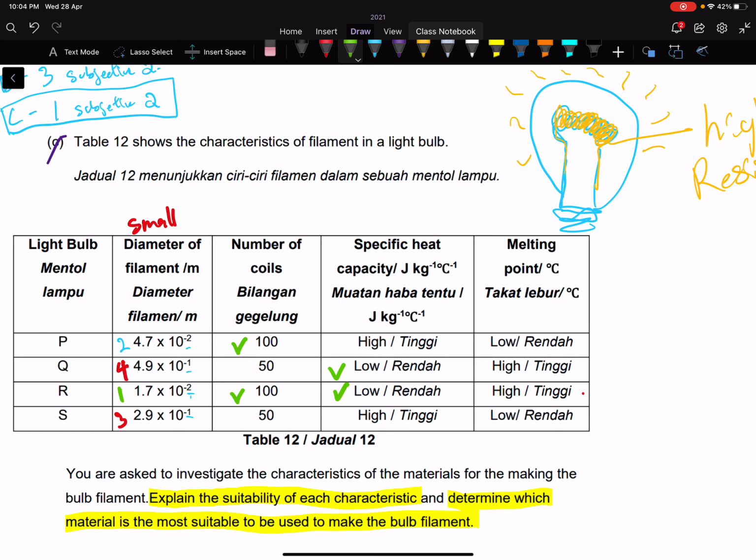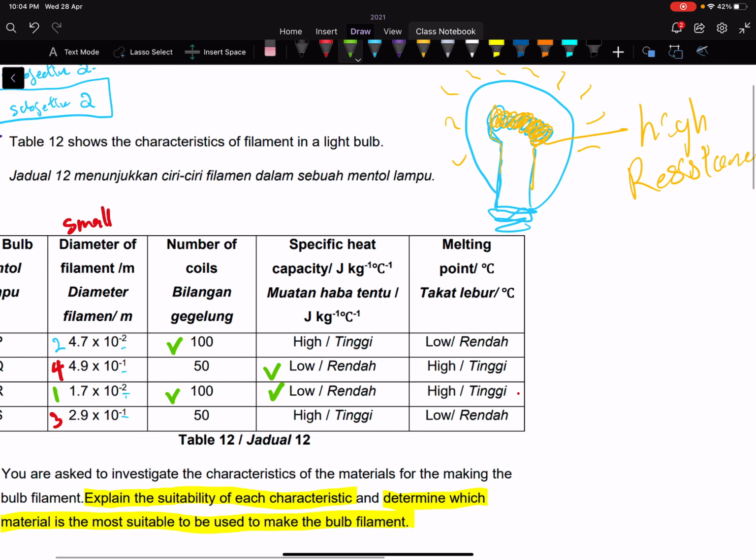Alright, now melting point. Obviously, if we have too low a melting point for the filament, what will happen? This filament will melt and the circuit will break, and there will be no electricity flowing, and hence no more light. So we want something which is obviously high.